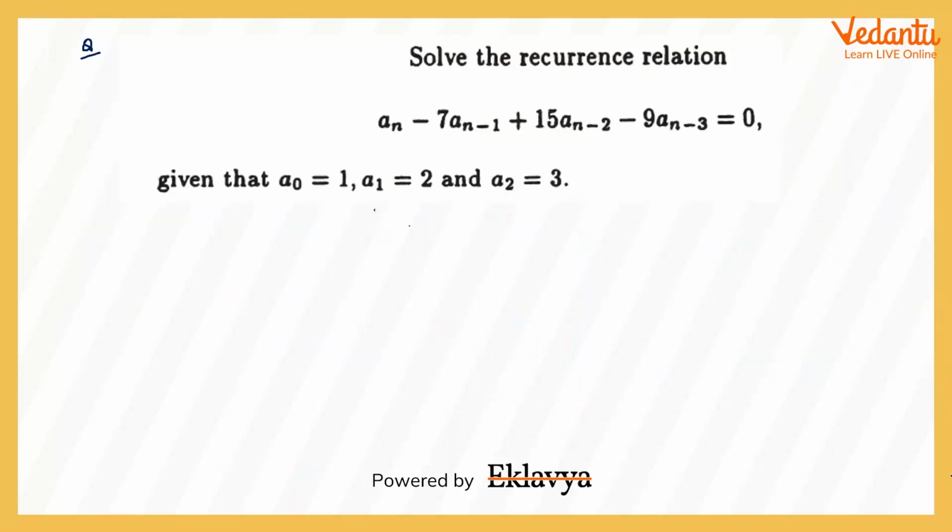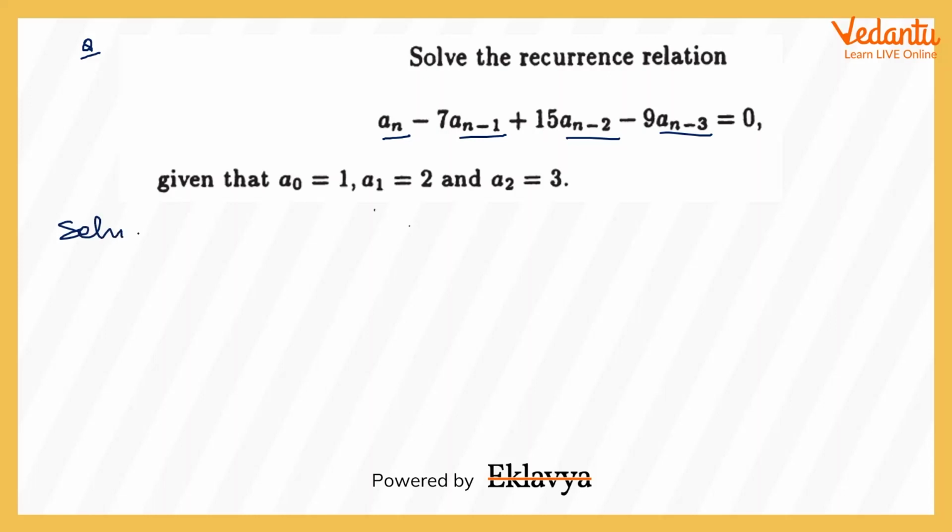Now let me tell you, if you have a recurrence relation of third order in which not only an is connected with an minus 1 and an minus 2, but there is an minus 3 also, then also the process is the same. Please see what we are going to do.